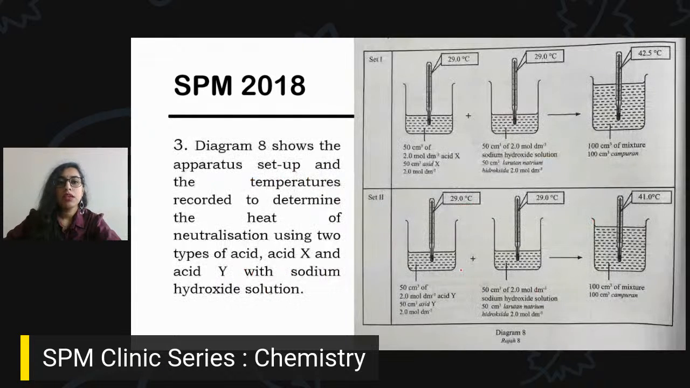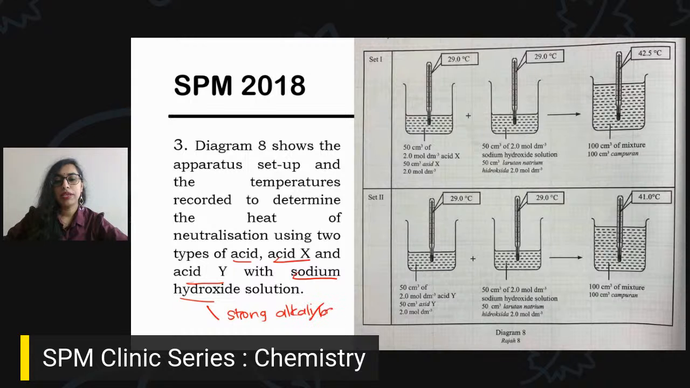Alright, moving on to question 3. Alright, so let's look into the diagram here. Diagram 8 shows the apparatus set up and the temperatures recorded to determine the heat of neutralization using 2 types of acid, acid X and acid Y. Okay, we don't know what the acids are, with sodium hydroxide solution. This is a strong alkali or base.